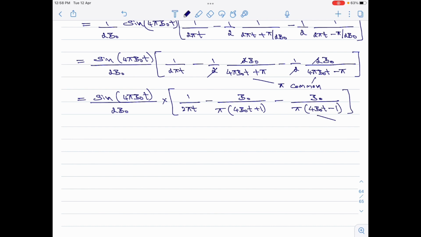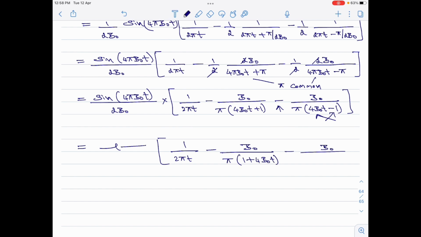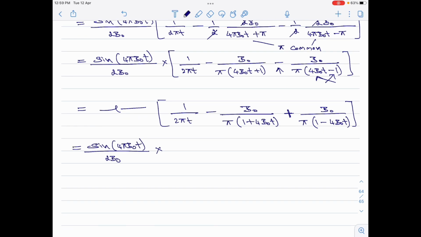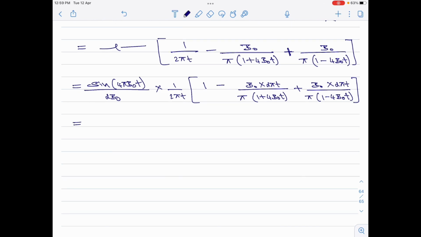Now I am going to interchange these two variables. So, the minus here will become plus. So, this is equal to, I am going to now take 1 divided by 2 pi t common. Let us now simplify this part. However, in the previous one there is a pi here that gets cancelled. The same happens in the second term as well.